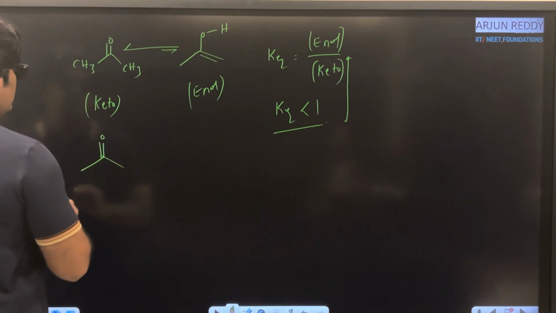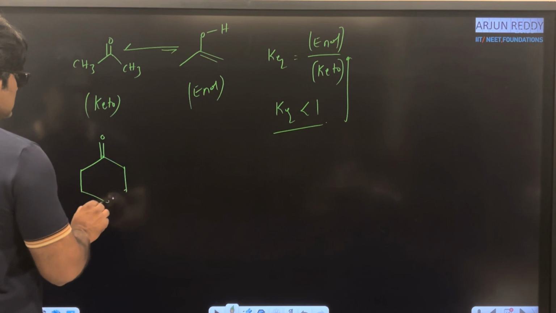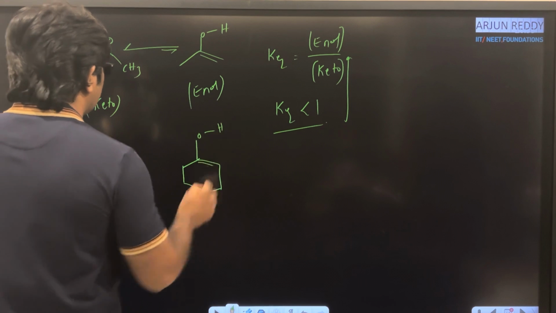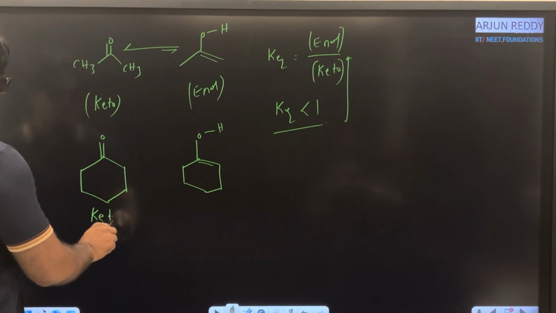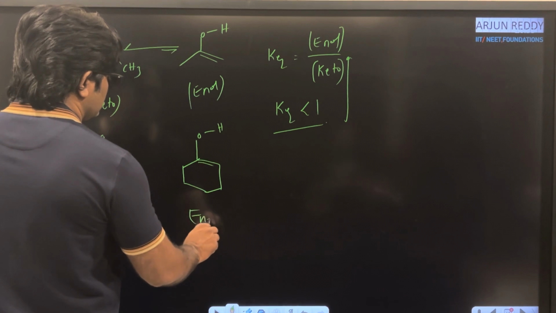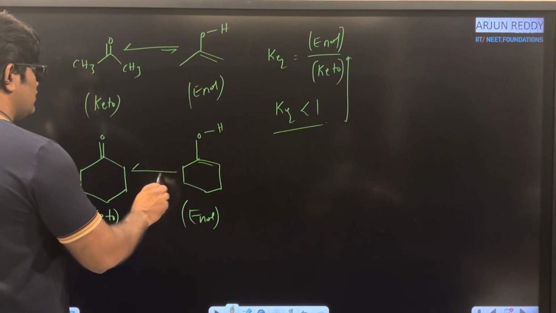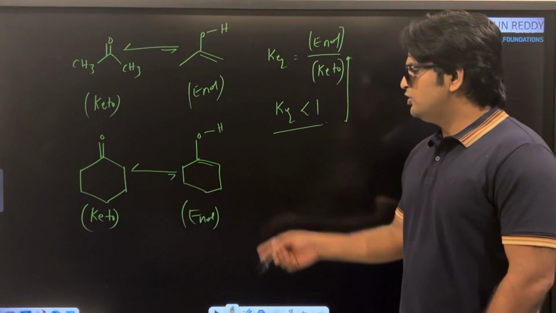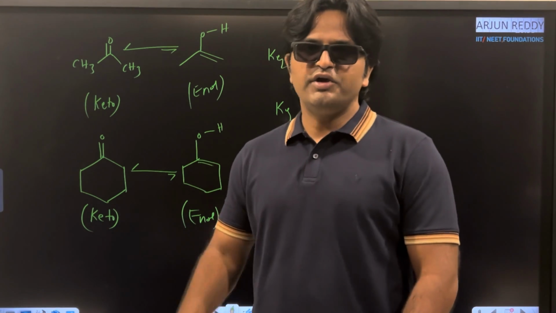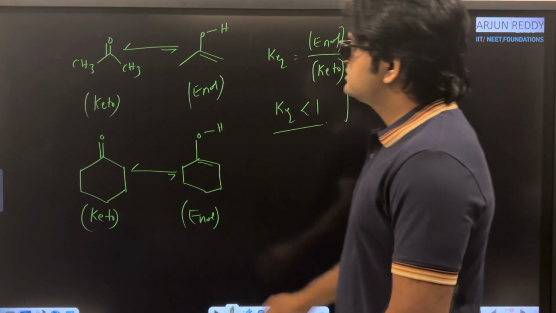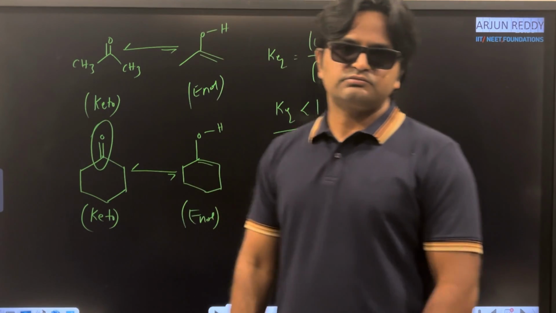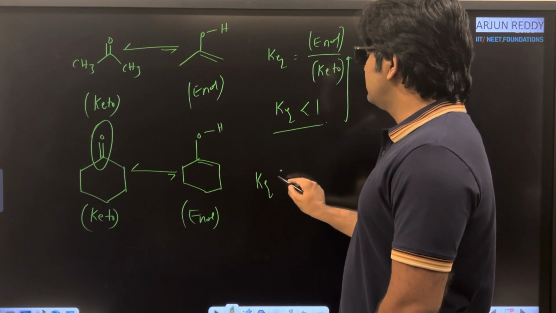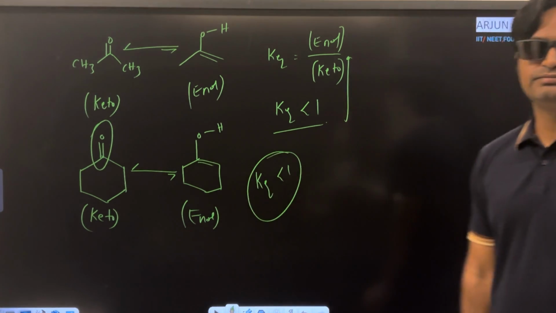Now come to the next example. Here C double bond O in a 6-member ring system, and what is the enol form of this molecule? Yes, this is our enol form. On the left side is the keto form and on the right side the enol form. Here also the same thing: the keto form is more than the enol form. There are no additional features of the enol form, no hydrogen bond, no aromaticity, no extended conjugation. So we are giving high priority to bond strength. Ketone bond strength is more compared to this one. What is the equilibrium constant value? Less than 1.